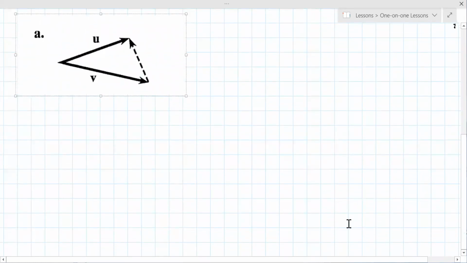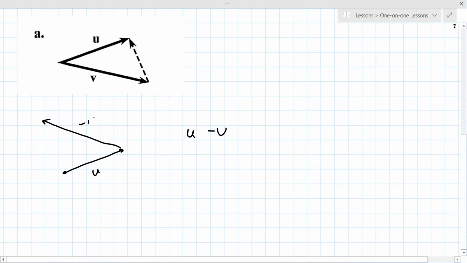So if you start with u, so I'm going to start with u. And then minus v, that means I have to flip that. It means I have to go back the other direction. That's u, that's minus v. There's the dotted one right there. So these match, these dotted ones.